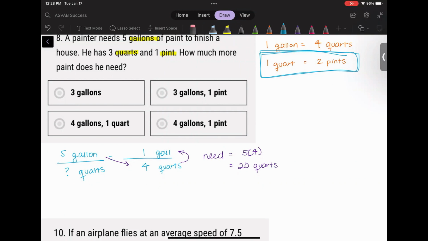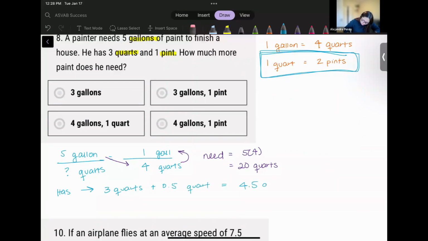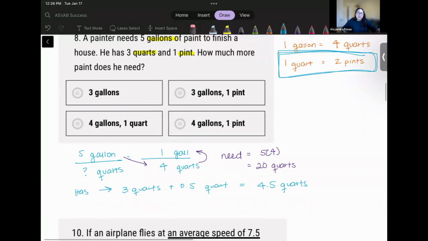Half. There you go. You have half. Because if 2 makes 1, but you only got 1, that means you only got half of it. So this right here, this is what he has. He has 3 quarts and 1/2 of a quart. So in reality, he has 4.5 quarts. So the question is, how much more does he need?